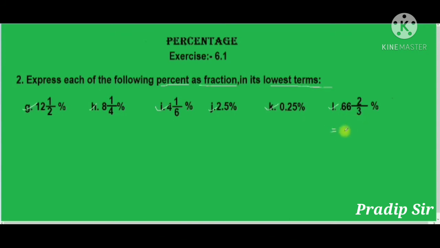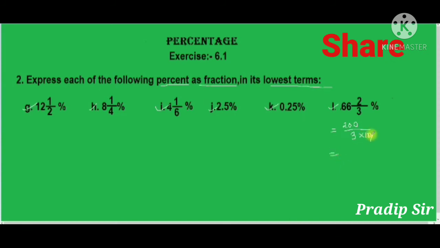So first I'll show you this one. 66 2 by 3, so we'll convert it into an improper fraction. 66 into 3 is how much? First you convert into improper fraction, there is 198. So 198 plus 2 is 200. So now the percentage is given, write this in the denominator as 100, because out of 100, this percentage means 100.